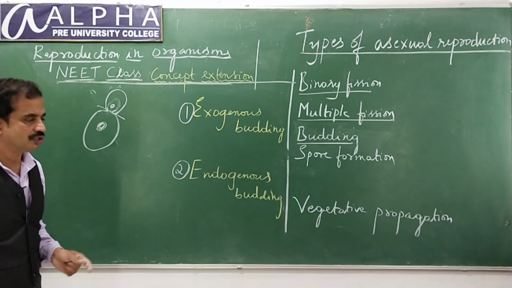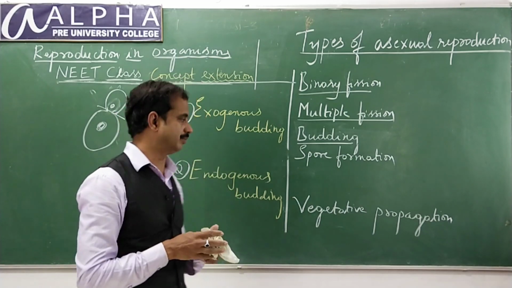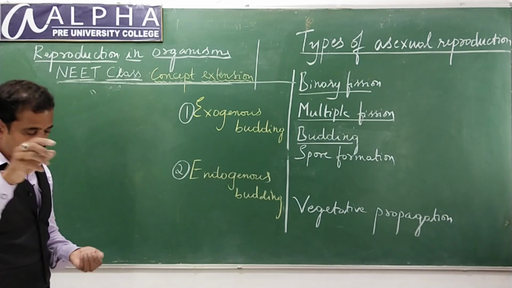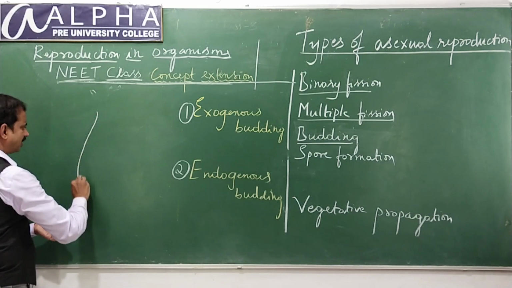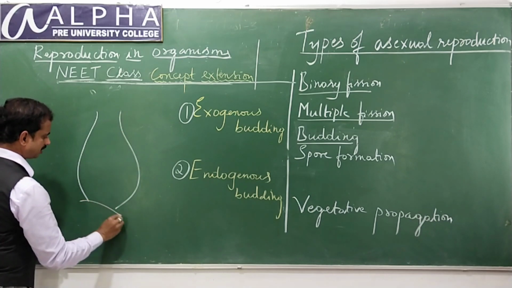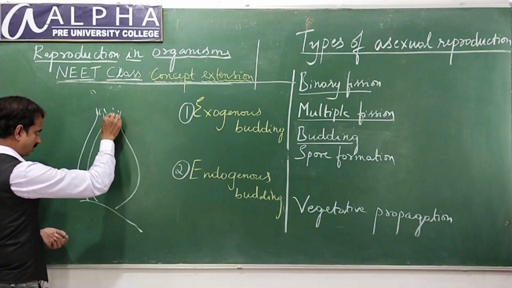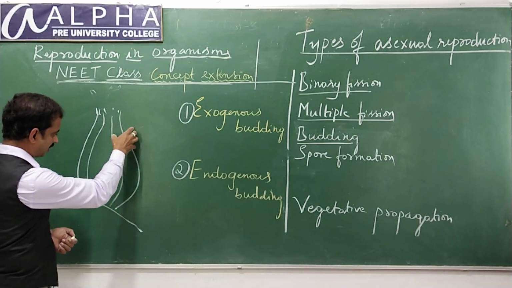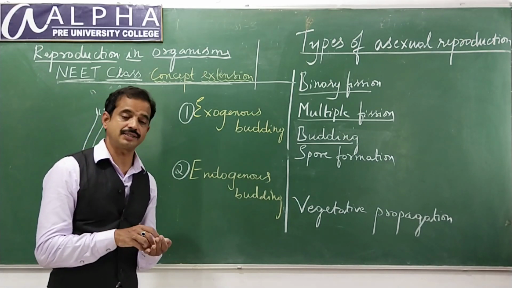Whereas in case of endogenous budding, what happens? The buds are formed inside the body of the animal. For example, in case of a sponge, you have studied what happens if you are considering this as the sponge, right? So you consider like this. The details of the cell wall, the details of the layers of the cells present in the body of this sponges and all you are going to study in other class.